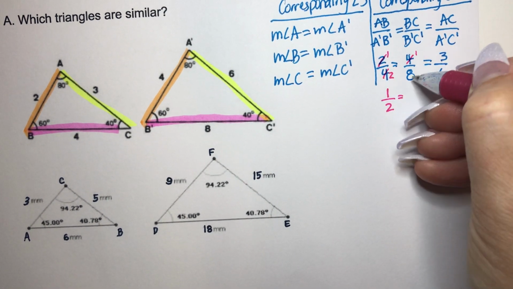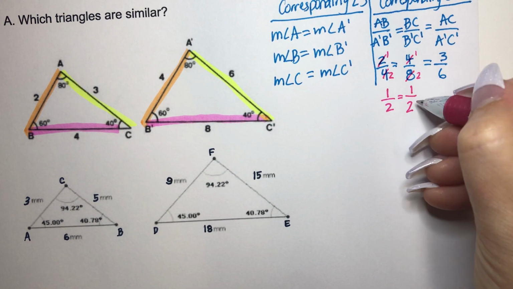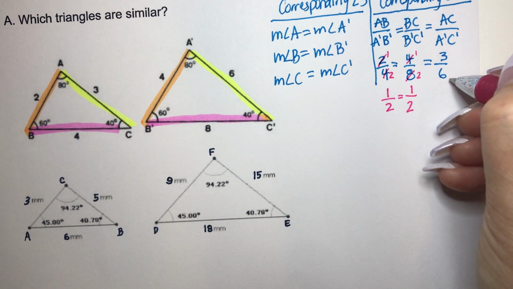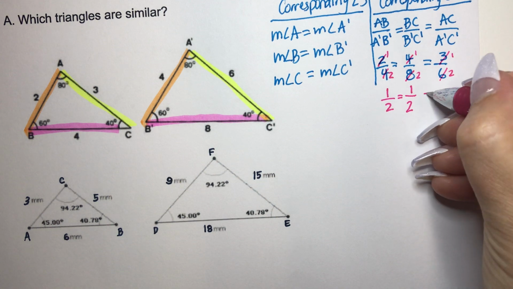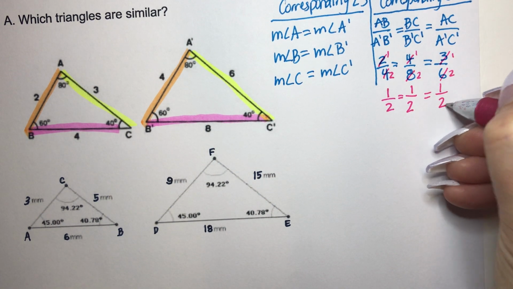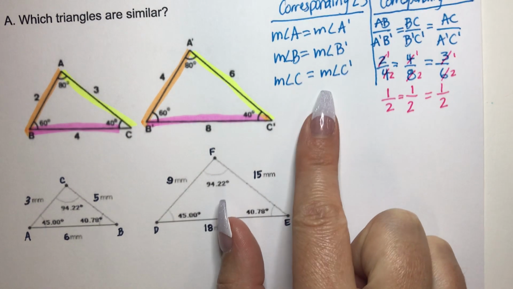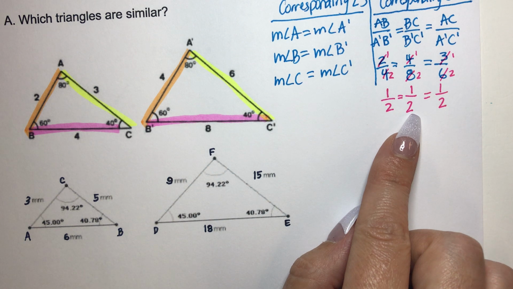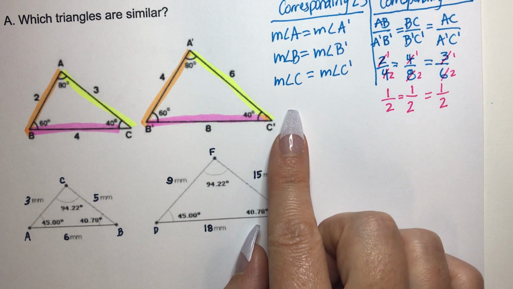4 goes into 4 one time, 4 goes into 8 2 times. We're left with 1/2. Okay, that's great. Those are equivalent ratios. And then here 3, 6, what goes into both? 3. 3 goes into 3 one time, 3 goes into 6 2 times, and we're left with 1/2. Okay, so they have corresponding angles which are the same, and they have equivalent ratios for their corresponding sides. So we know that these two triangles are similar.